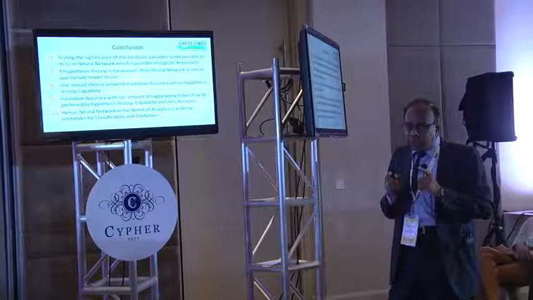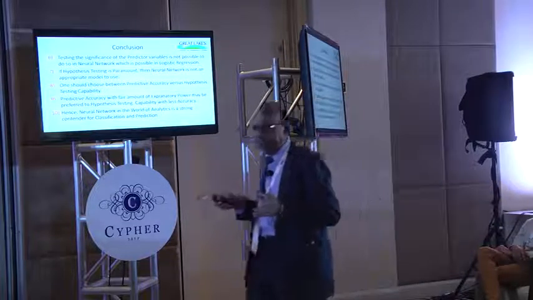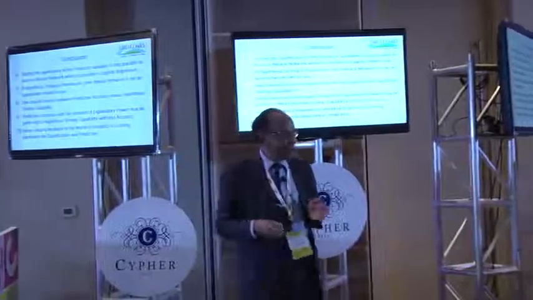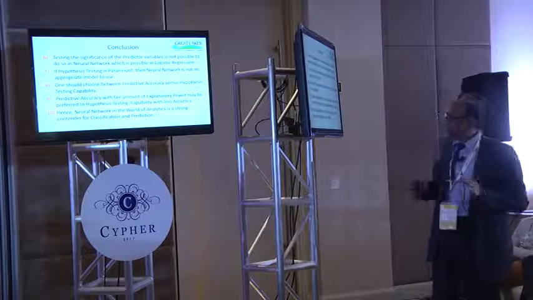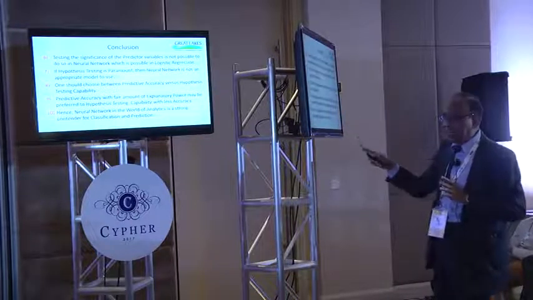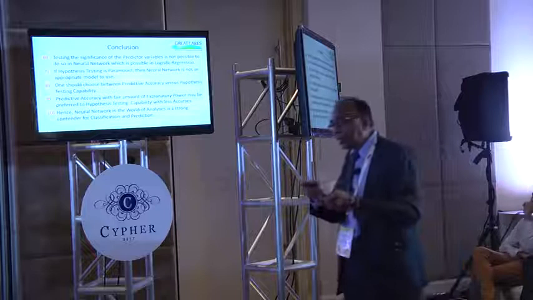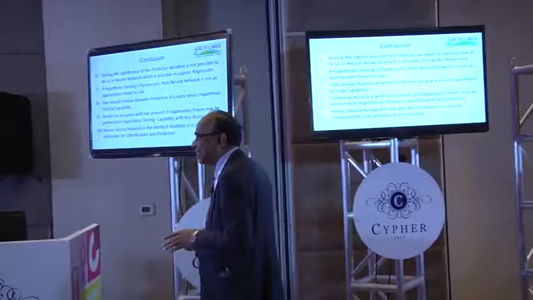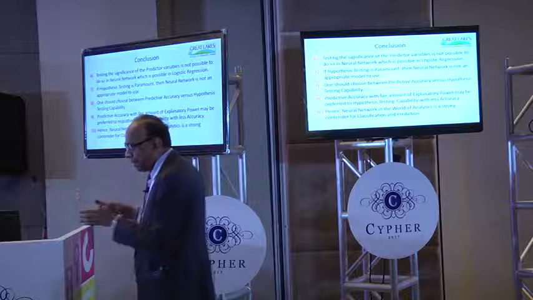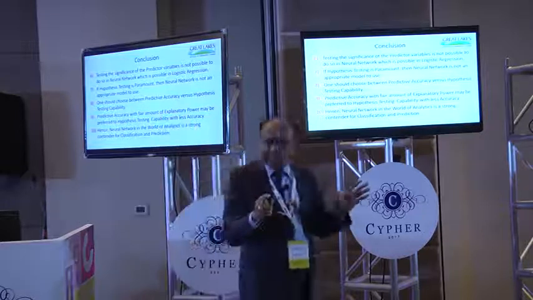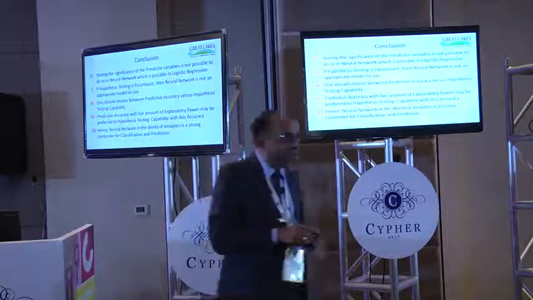That's the strength. Now the question is, as a manager, as an analytics professional, as a person taking decisions in a very complex world where you talk about machine learning, automation and all that, you will have to strike a balance between predictive accuracy versus hypothesis testing. So predictive accuracy with a fair amount of explanatory power may be preferred to hypothesis testing capability with less accuracy. Which one would you choose? That's the question. I can't say you should choose this. I'm saying predictive accuracy with reasonable explanatory power is preferred to hypothesis testing capability with less accuracy.